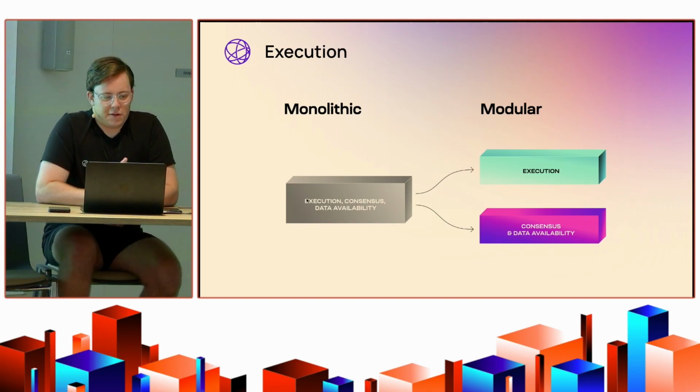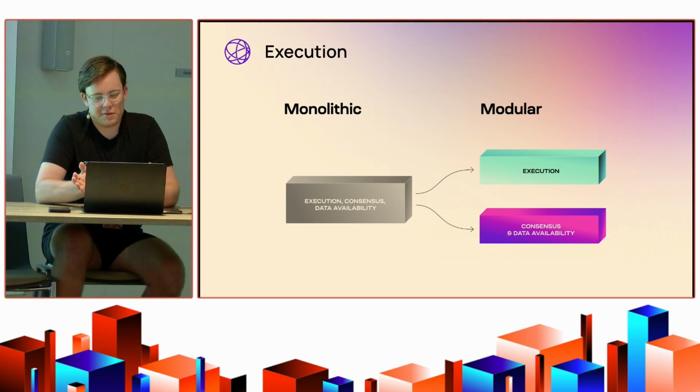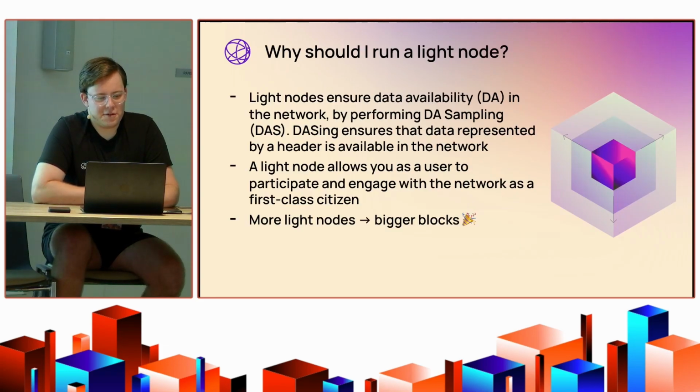So in the monolithic blockchain design, execution, consensus, and DA are often coupled together, and this causes a lot of bottlenecks. What we're doing is splitting apart execution and DA. I think I've already touched on this. It's just another diagram to help illustrate it.